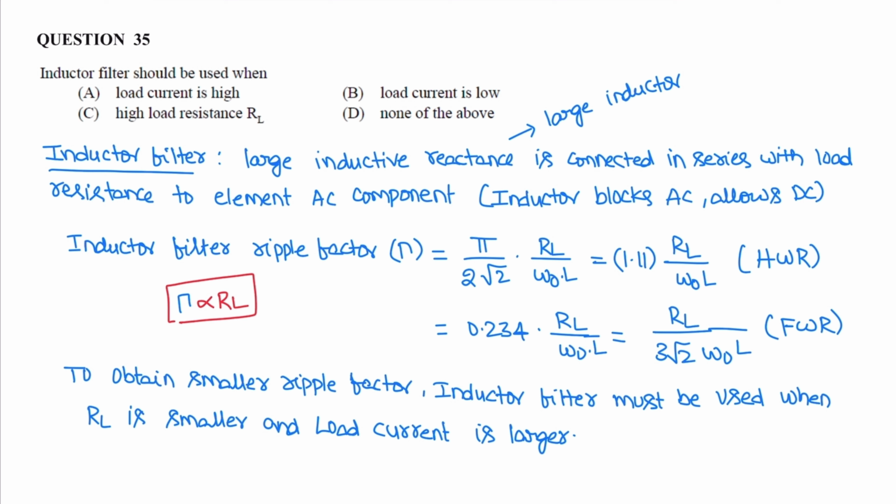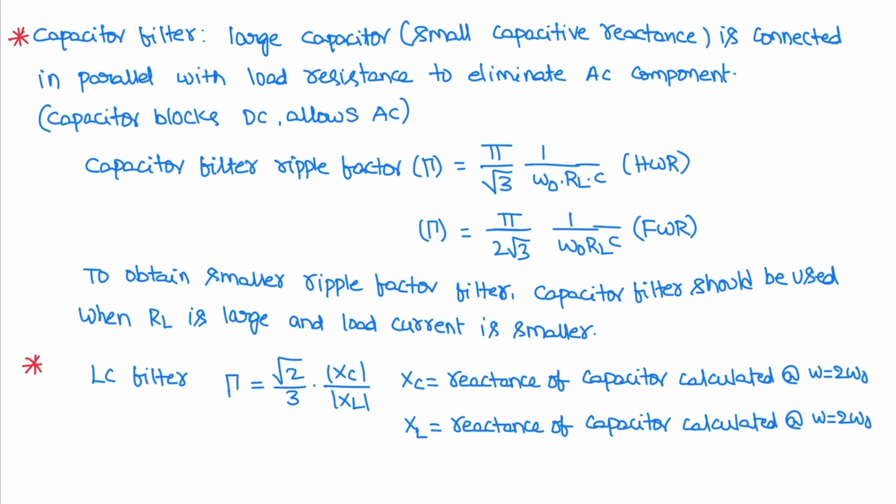The ripple should be low, which means load resistance should be low. If load resistance is low, then load current is high. To obtain a smaller ripple factor, the inductor filter must be used when load resistance is smaller, that is when load current is larger. It is used for high load current. Load current is high, load resistance is low. Correct option is A.